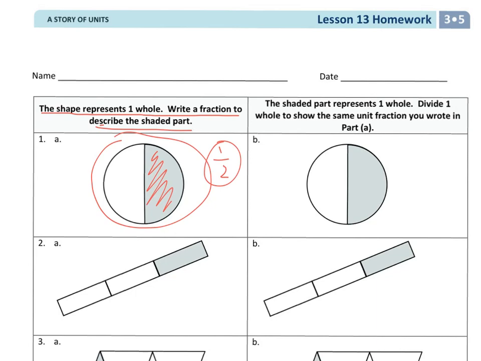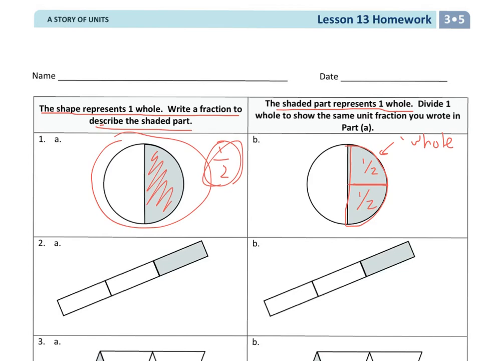For the B part of it, the shaded part represents one whole. So just this part is one whole. Divide one whole to show the same unit fraction you wrote in part A. So now I have to break this shaded part in to show 1/2. And the way I do that is I'm just going to break this in half like this. And there's a half, and there's a half.